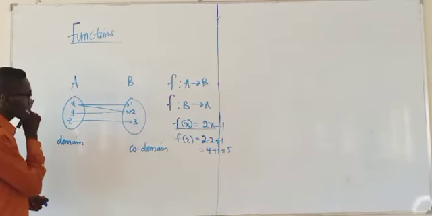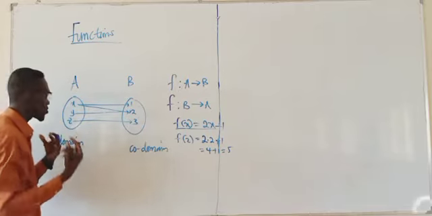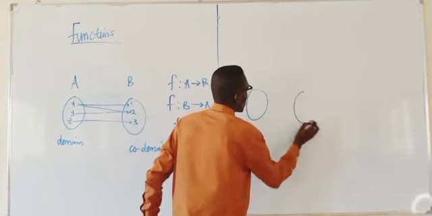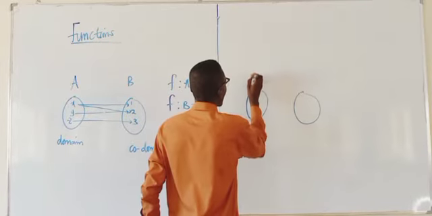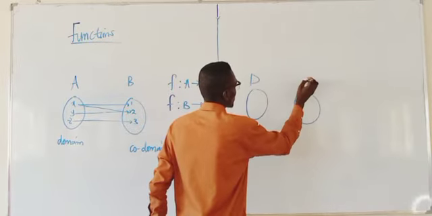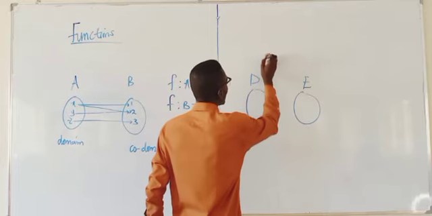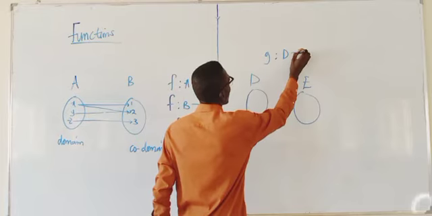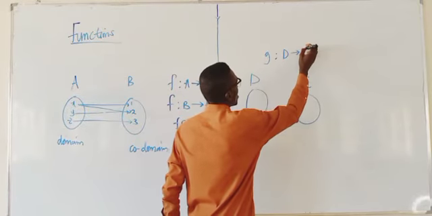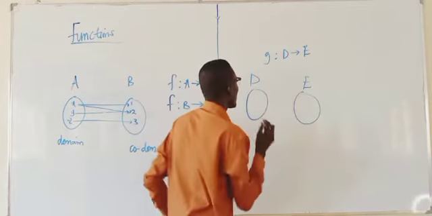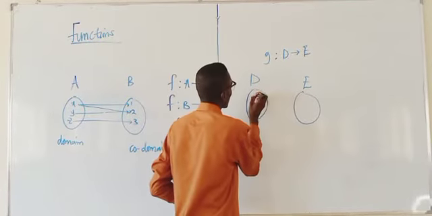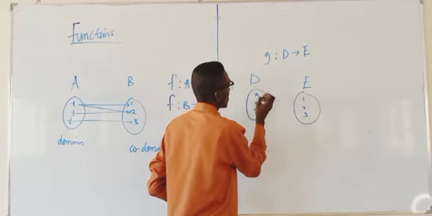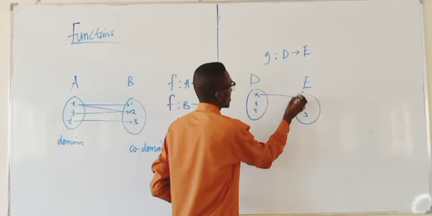So there are so many types of function. Let me just test your understanding. Assuming I have D and E, and the name of the function is G, such that D is the one that is mapped to E. So now look at this. Tell me, is it true or not? I'm having X, Y, Z, 1, 2, 3. Take a look at this.